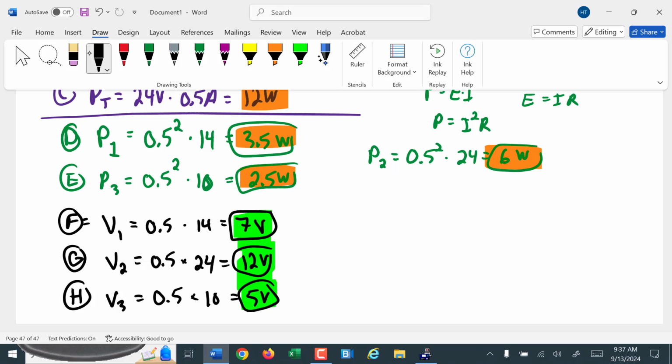So number 2 is the same circuit with different numbers, so I'm just going to run down through the answers for you quick. So for number 2, A, total resistance is 240 ohms. B, total current is 0.1 amp or 100 milliamps. C, total power, 2.4 watts.